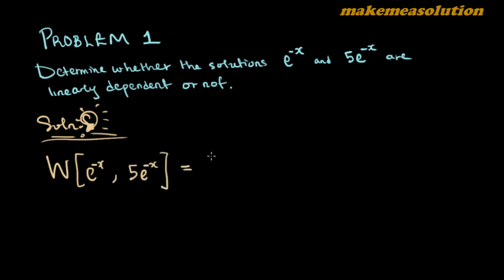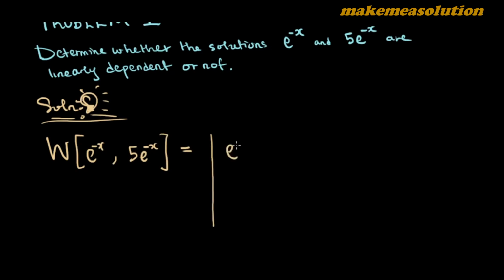So evaluating the Wronskian, on the first row I have the base form of the solutions, that's exponential negative x and 5 exponential negative x. Is that okay? So on the second row I'm going to have the derivative. Derivative of this is negative exponential minus x, and the derivative of this one is minus 5 exponential minus x.